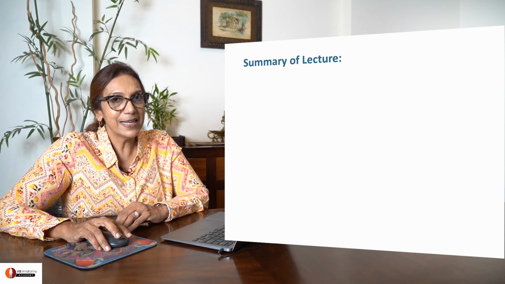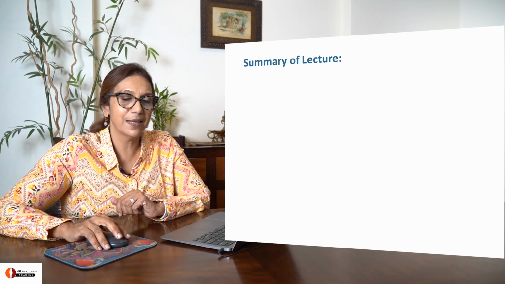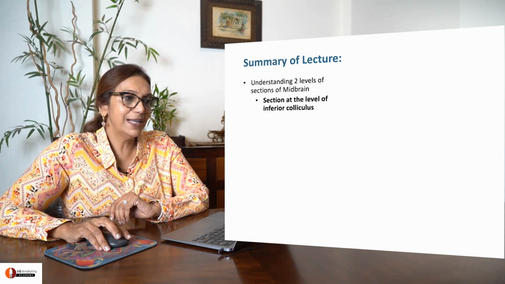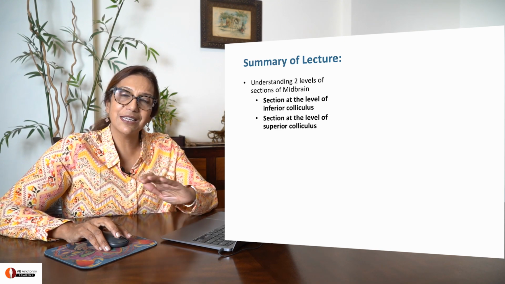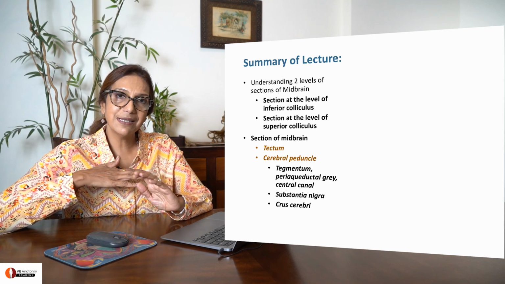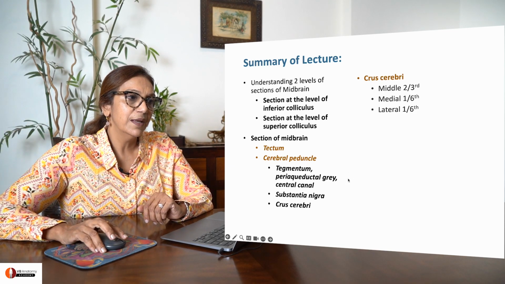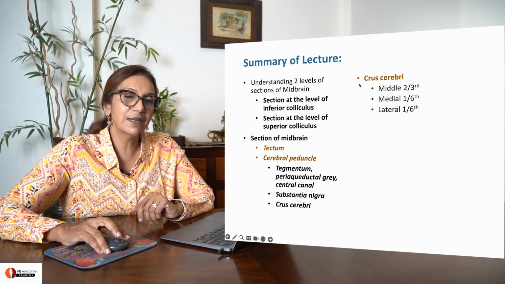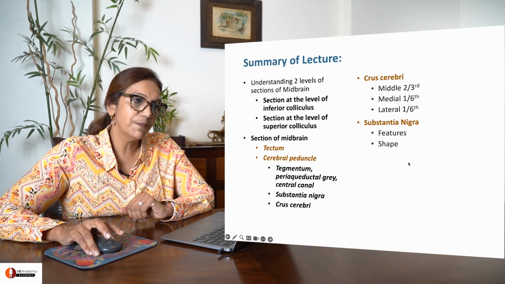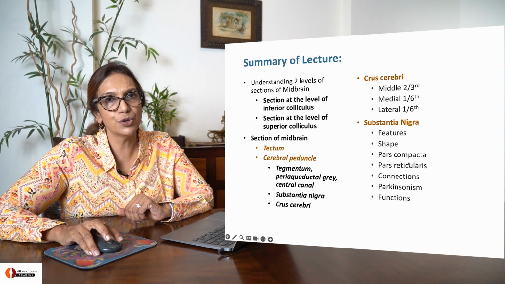So, summary of today's lecture: we basically focused our attention on crus cerebri and substantia nigra. We started a diagram. We took a section at the level of inferior colliculus and a section at the level of superior colliculus. We understood the parts of midbrain, tectum, cerebral peduncle, and so on. Then we understood what are the fibers in crus cerebri, what is substantia nigra and parts of substantia nigra. And finally, we ended with a discussion on Parkinsonism.